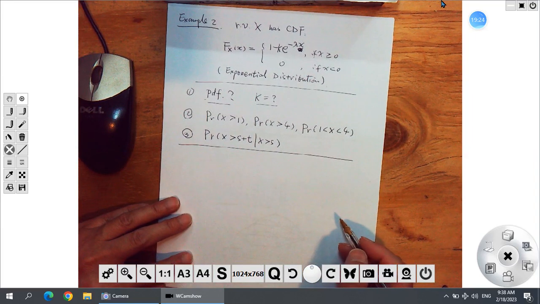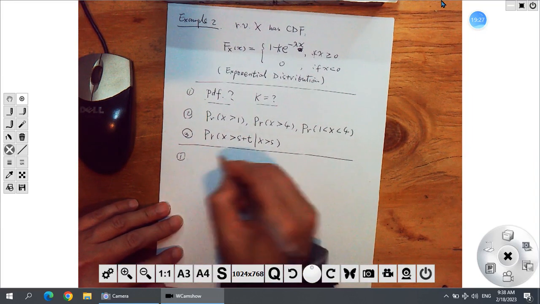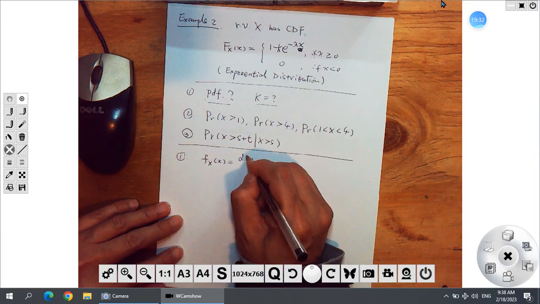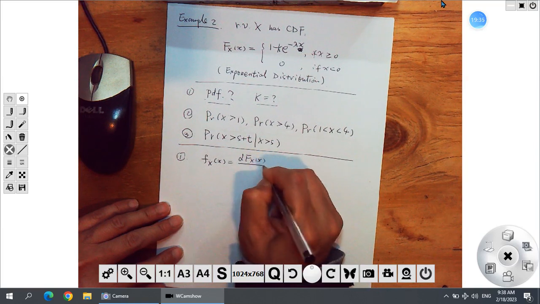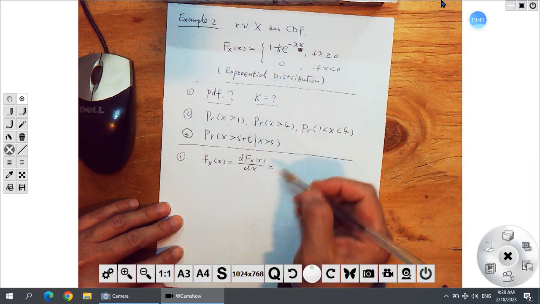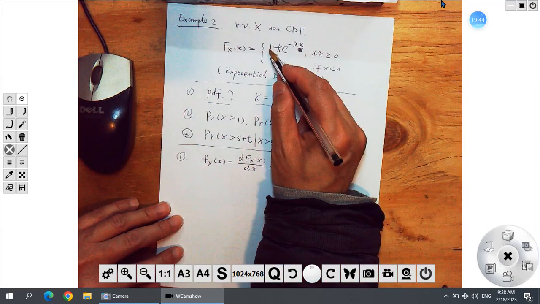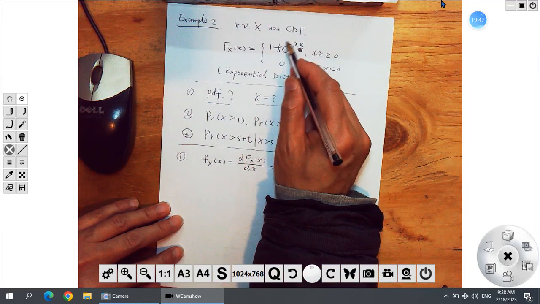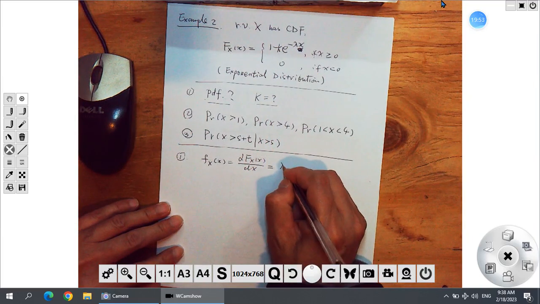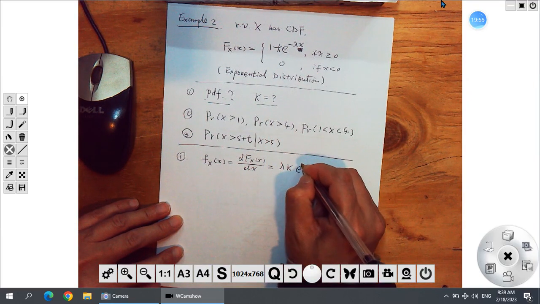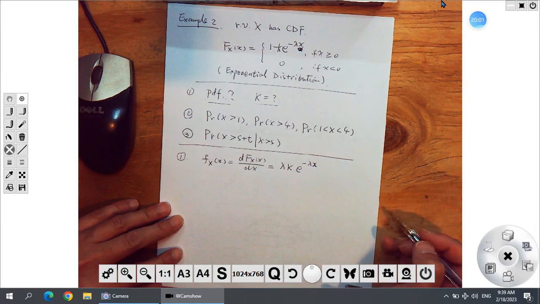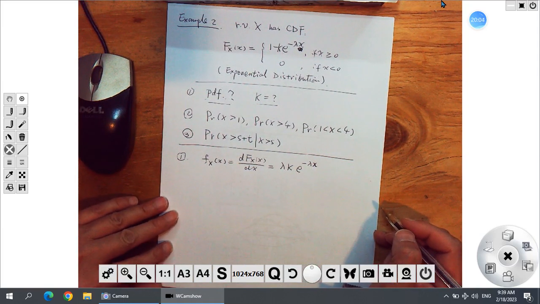Let's see what happened. For the first one, the PDF f_X(x) will be the derivative of the CDF. Actually here it doesn't matter whether we know k, we can do this calculation. Take the derivative of 1 and get 0, and of the other term, negative lambda times negative k, it is lambda k times e to the negative lambda x. For k, now we can use some properties to determine that.